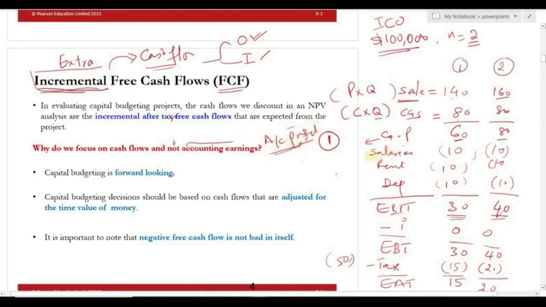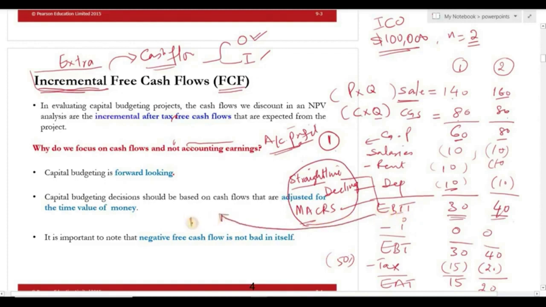Then we subtract salaries, we subtract rent, and we subtract depreciation. How do we calculate this depreciation? It could be straight line, which maybe we have heard about in accounting. Then we have the declining balance method, and then we have the MACRS method. So we can calculate this by straight line, declining balance, or MACRS. This is another topic that we will cover. And then we have earnings before interest and tax. This is accounting profit number 2.